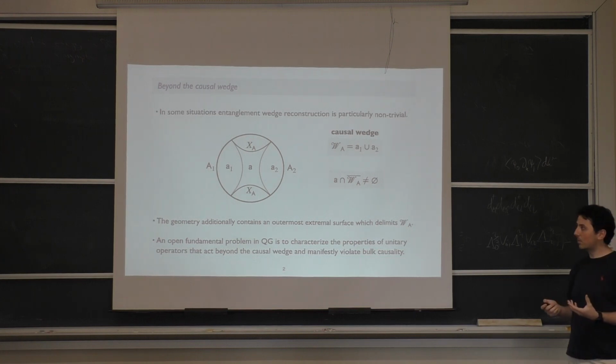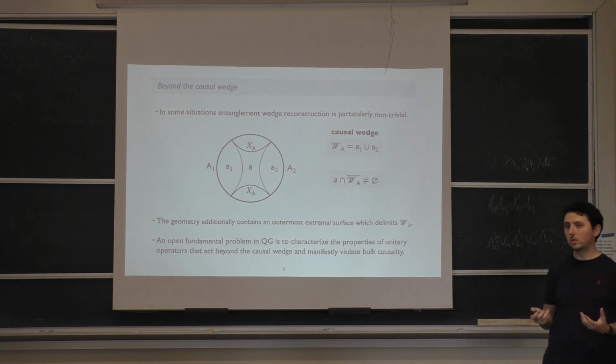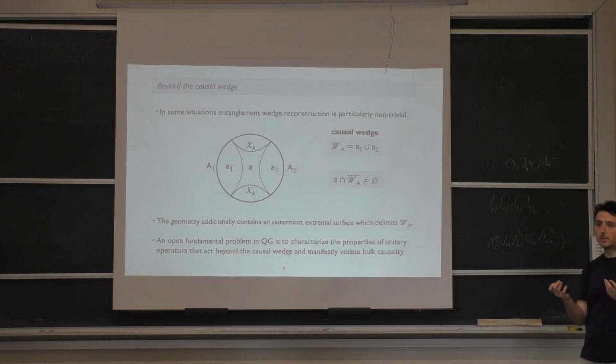And this situation is interesting because according to entanglement wedge reconstruction, the local operator algebra of the boundary subregions should be able to reconstruct the region beyond the causal wedge. And nevertheless, this implies that there are operators in this subalgebra which manifestly violate bulk causality, in the sense that applying these operators close to the asymptotic boundary of AdS could lead to the creation of a particle in a region which is causally inaccessible from this boundary subregion. An open problem is to try to characterize whether there is a distinction between the reconstruction in the causal wedge and the reconstruction beyond the causal wedge.